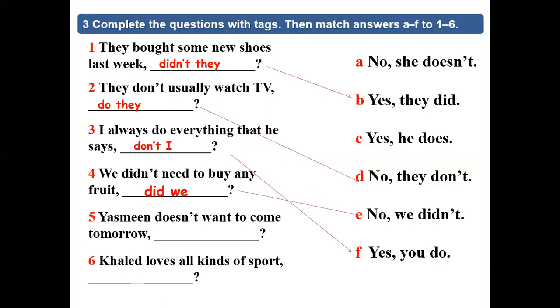Number 5. Yasmin doesn't want to come tomorrow. Does she? Does she? No, she doesn't. Khalid loves all kinds of sports. Loves. We derive from it doesn't. It's a present simple verb. Present simple with S. Doesn't. Khalid, he. Doesn't he? Yes, he does.